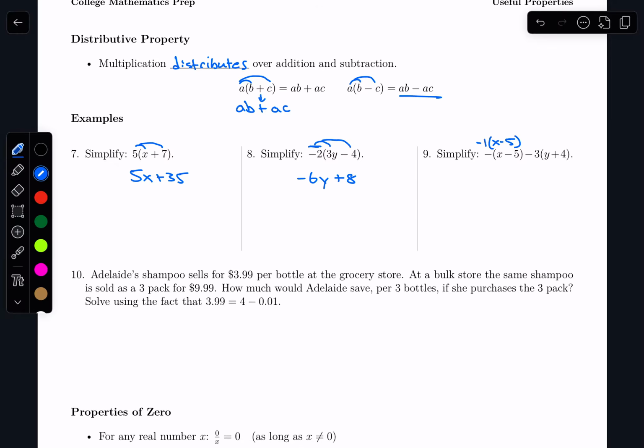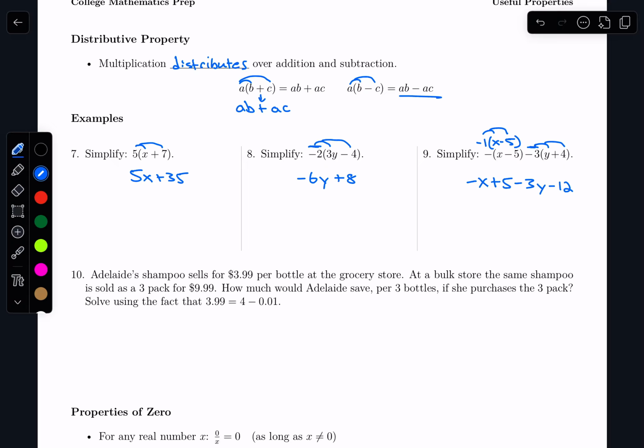So we're going to distribute the negative 1 to the x minus 5. Negative 1 times x is negative x. Negative 1 times negative 5 is going to be positive 5. And then when we distribute the negative 3 to the y plus 4, negative 3 times y is just negative 3y. And negative 3 times 4 is going to give us negative 12.